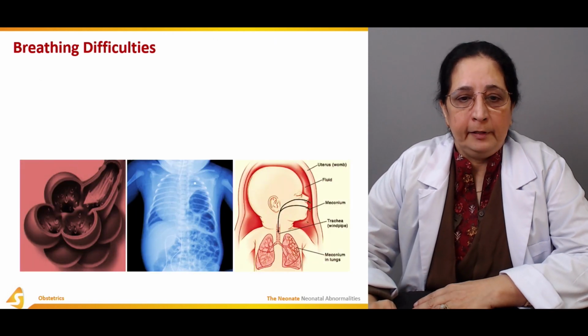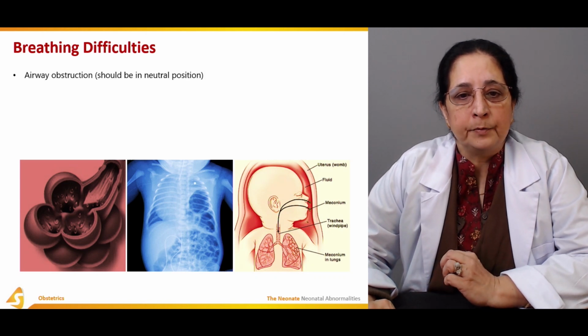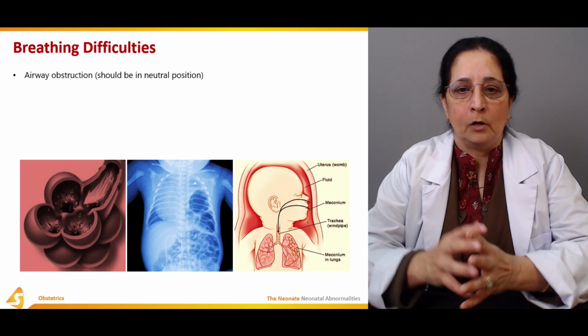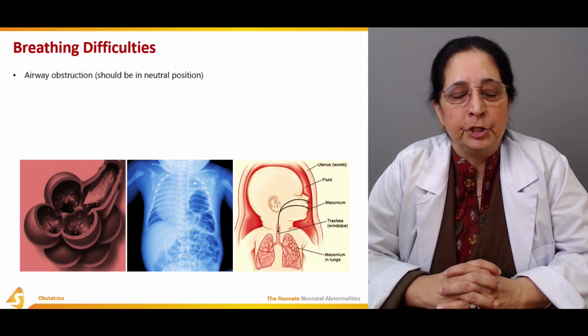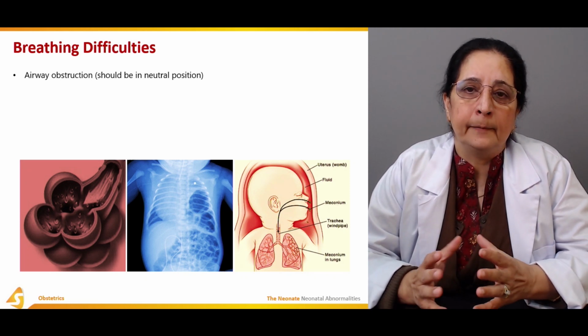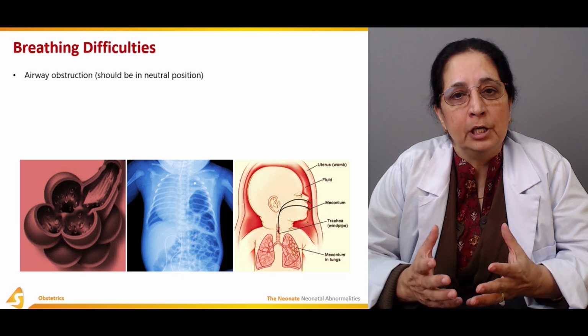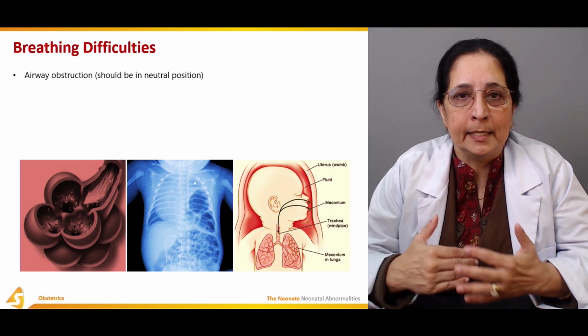Now the breathing difficulties, first airway obstruction. If the airway is obstructed, we should put the baby in the neutral position. We already discussed the neutral position: the head tilted back and chin lifted, which opens the airway so that breathing is easier.